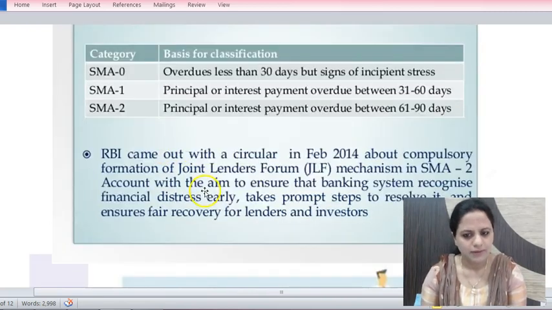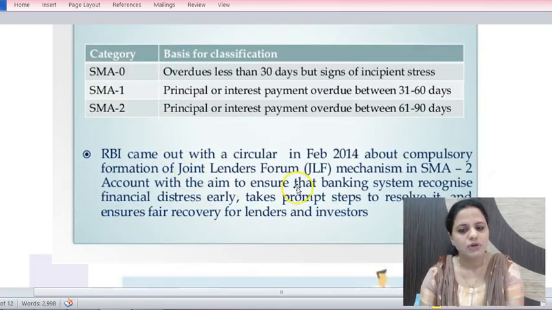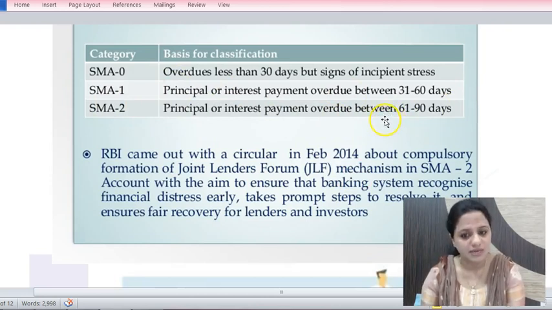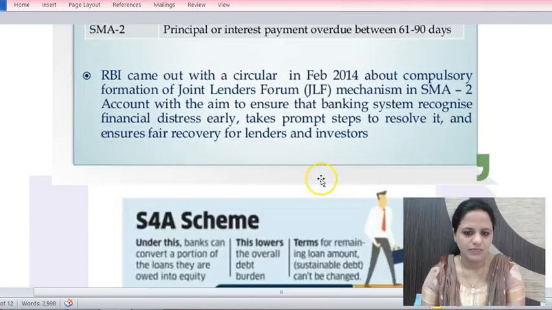So this was provided, and compulsory formation of the Joint Lenders Forum mechanism was provided for the SMA 2 category, to ensure that the banking system recognizes financial distress early and takes prompt action to resolve it. So this was the initiative.